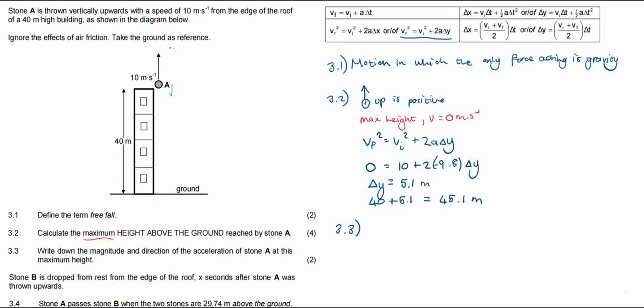Third question. Write down the magnitude and direction of the acceleration of stone A at this maximum height. Well, the acceleration is due to gravity because stone A is a projectile, or it is in free fall. So the only force acting on it is gravity, and thus the acceleration is due to gravity. The acceleration due to gravity is 9.8 meters per second squared. And gravity always acts in the downward direction.